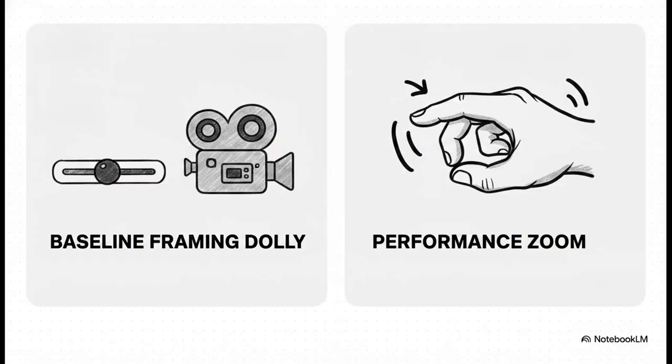To control all of this chaos live, you really need a strategy. On the left side of your setup, you've got the node's camera distance slider. Think of this as your framing dolly. You set this up once so the mesh fits the screen nicely when it's resting. Then on the right, you have your pinch gesture. This is your performance zoom. It stacks right on top, letting you dynamically zoom way in on huge beat drops and pull back out during the breakdowns, all without ever losing your base framing.